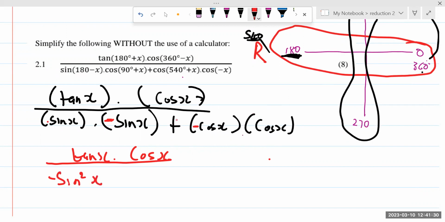Let's look at this one here. I think there's a positive here. You see positive here? So it's positive multiplied by negative multiplied by positive. What are you going to get? Minus the cos squared of x. Cos multiplied by cos is cos squared x, right?